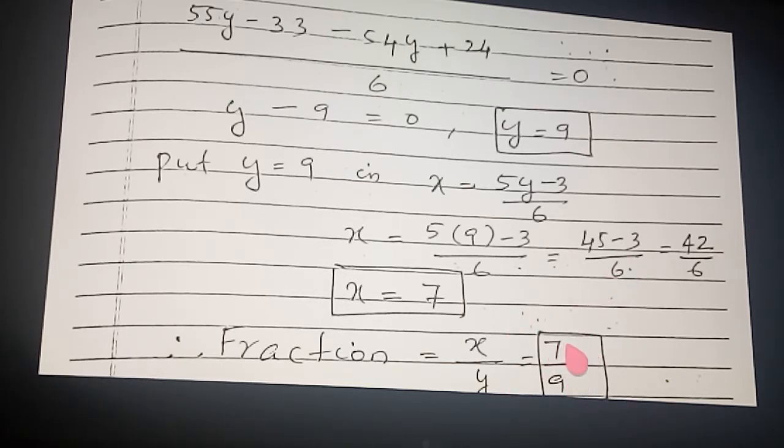Here, by mistake, if you write 9 by 7, sometimes they will cut 1 mark. So listen properly and do it. This much hard work is done, then at the last what is the need of making a mistake? Okay. Therefore the fraction is equal to how much? x by y. So x is 7 and y is 9. So your answer is 7 by 9.